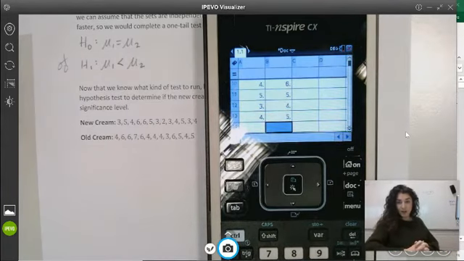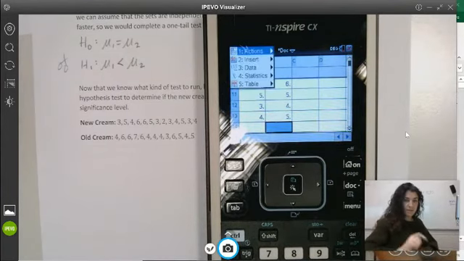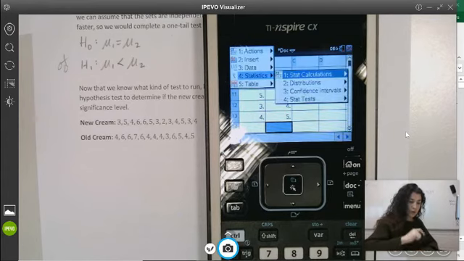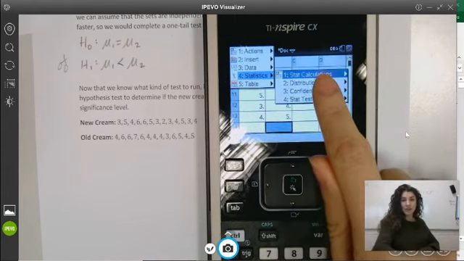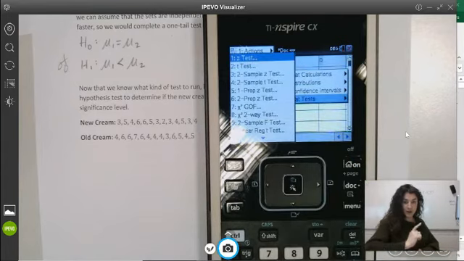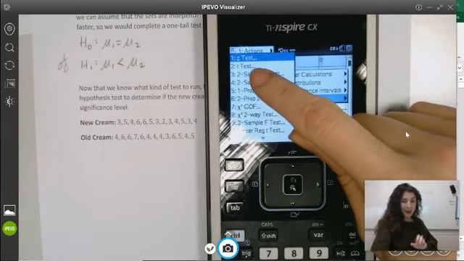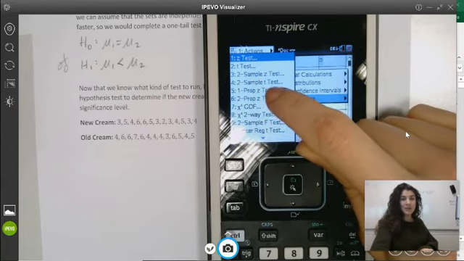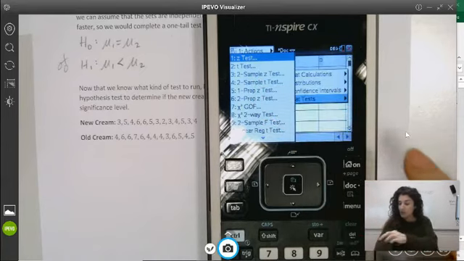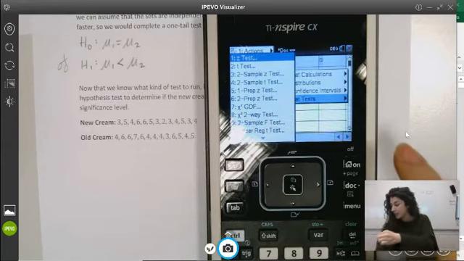Okay. Now that we've entered in our data, we're going to hit menu. We're going to go to statistics. And instead of stat calculations, we're going to do stat tests like we did with our chi-squared. And now we're going to talk about a t-test. T-tests aren't really grouped like chi-squared was. You can see a t-test right here. That's not what we're doing. We're doing a two-sample t-test. We will always be doing a two-sample t-test.